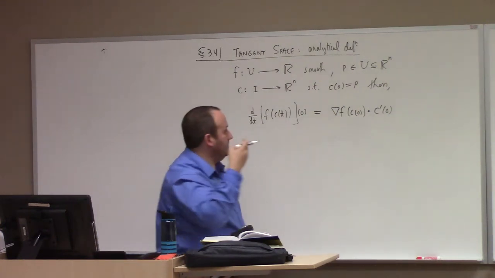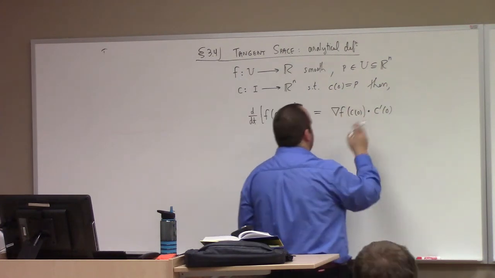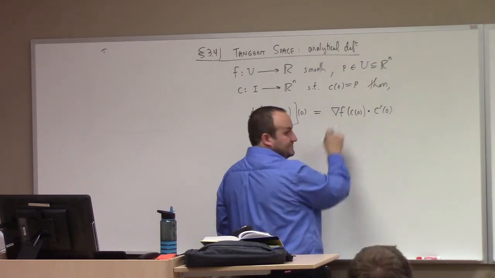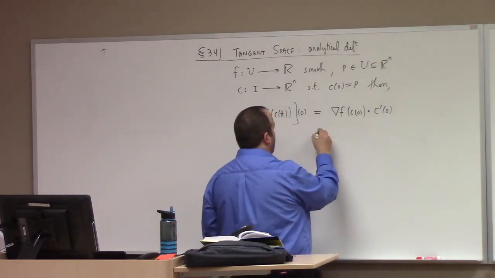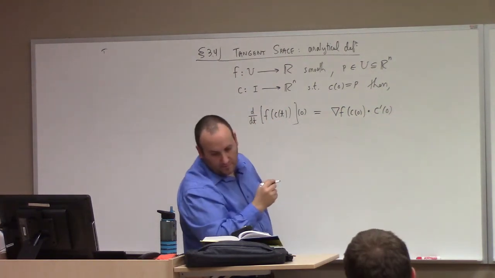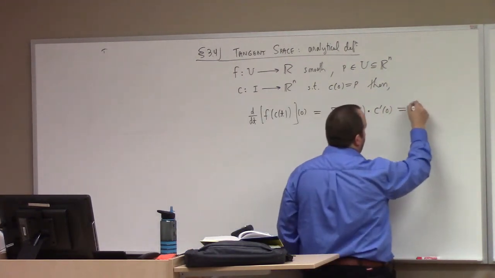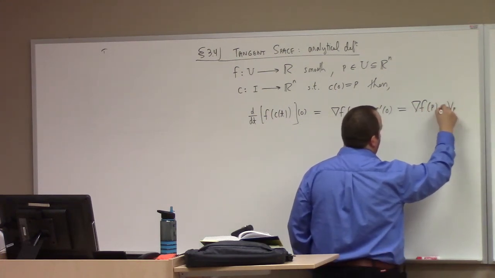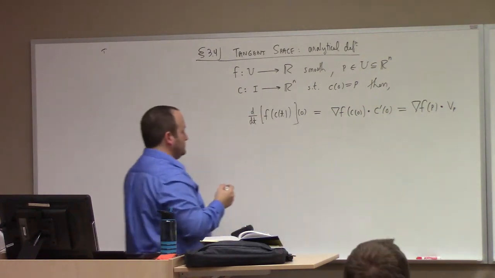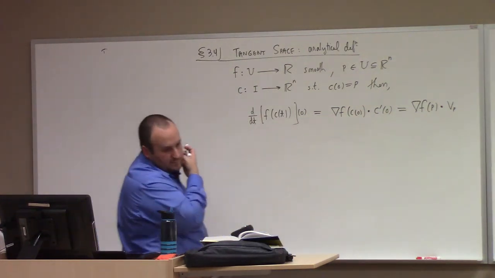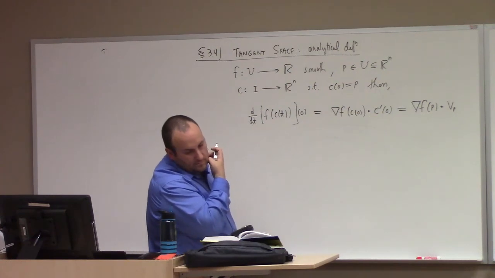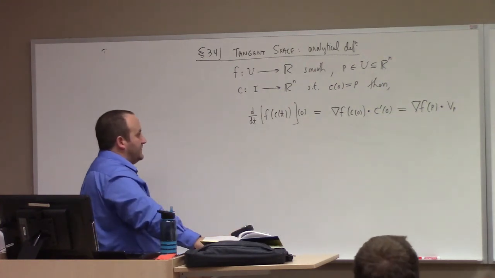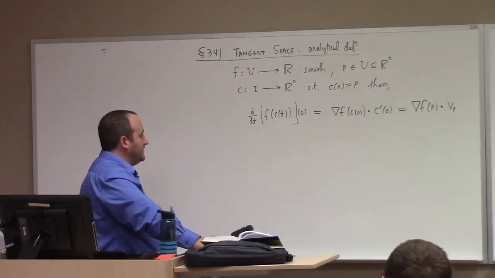Now we can rewrite that. He makes it look like, we can also write this as df, right? This is df. But the point here is that this is really the gradient of f at p dot v sub p. Nothing terribly shocking there, I don't think.